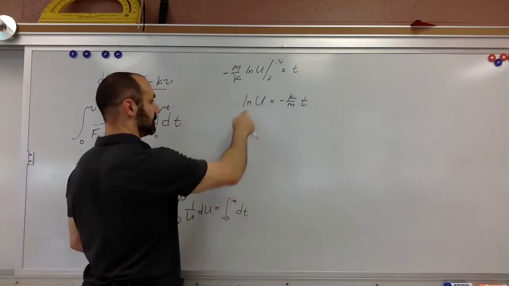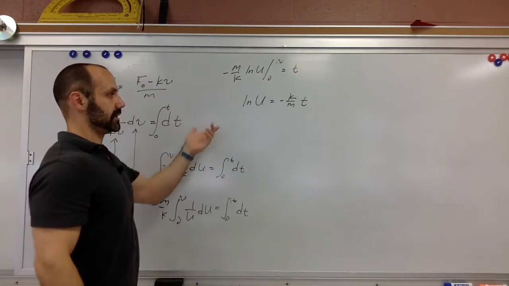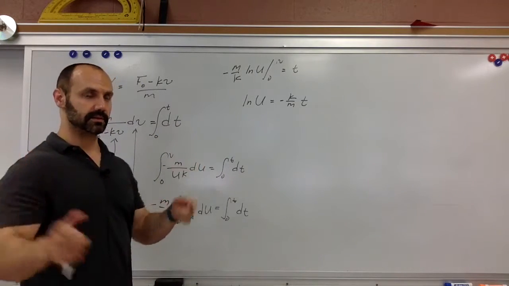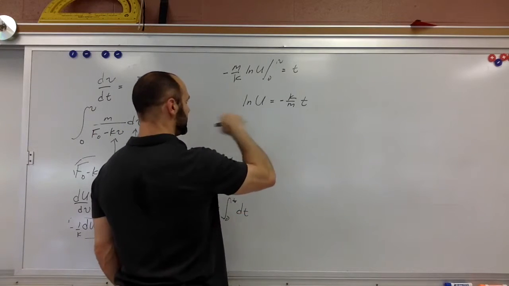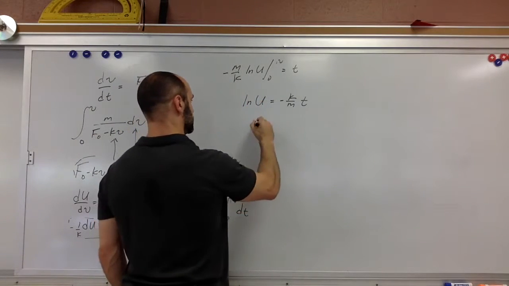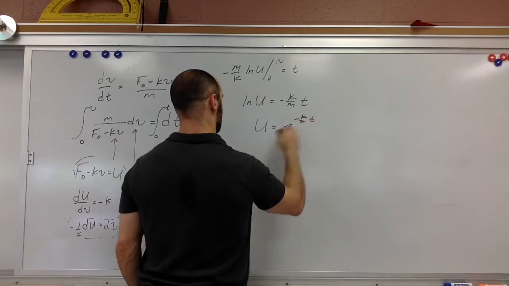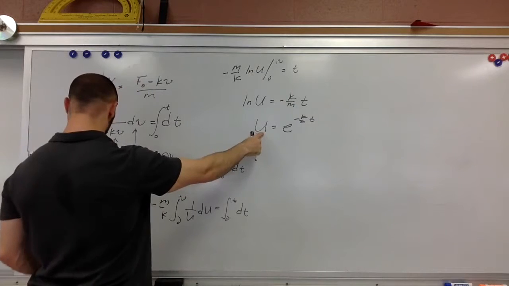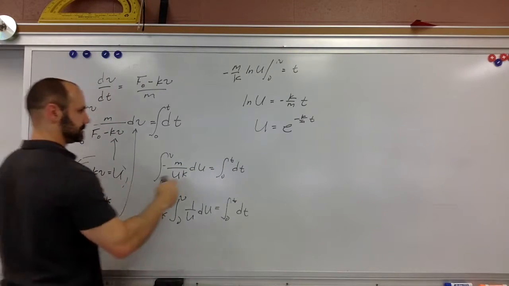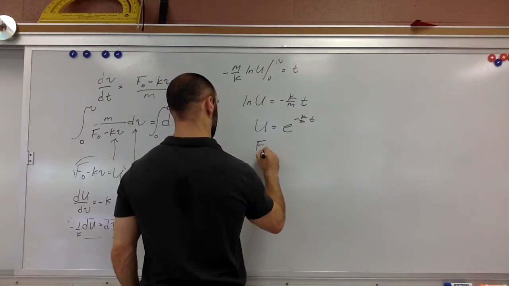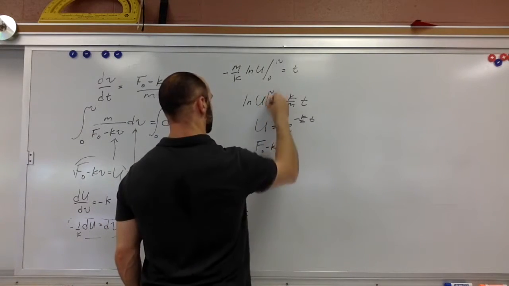Now how do I get rid of a natural log? The way I get rid of this is that I exponentiate both sides. I put both sides to the power of e. So e to the this thing is just u. So u equals e to the negative k over m times t. But what was u? u is equal to this thing, F naught minus kV. So this is F naught minus kV. I'm still going, by the way, from 0 to v.